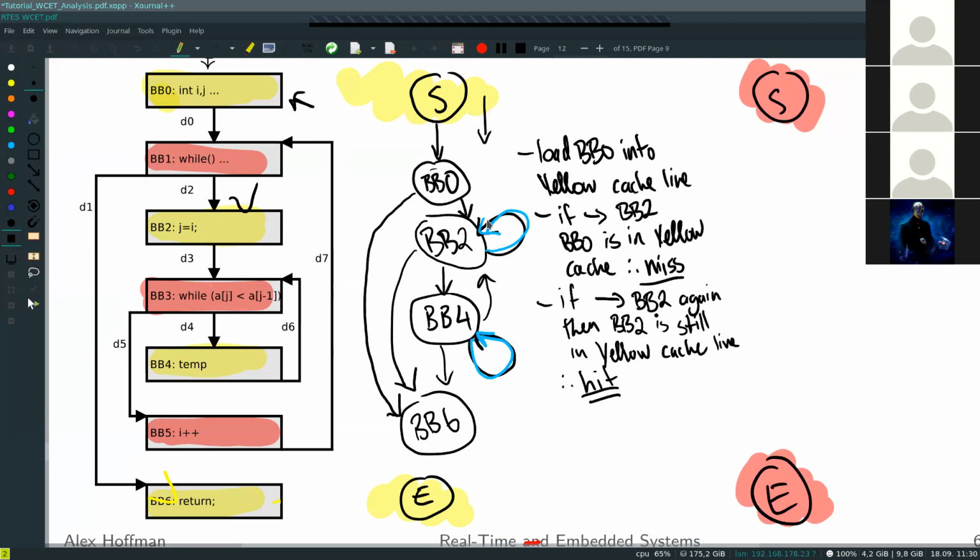But if we go from like BB2 to BB6, then when we're running BB6, the last code in cache was BB2, and therefore it's not the code we want, and we'll get a cache miss. So we can say, this is a cache miss. This is a cache miss. Now, there are exceptions to this, which we'll see, but in this case, they're all misses. But the loop is guaranteed hit.